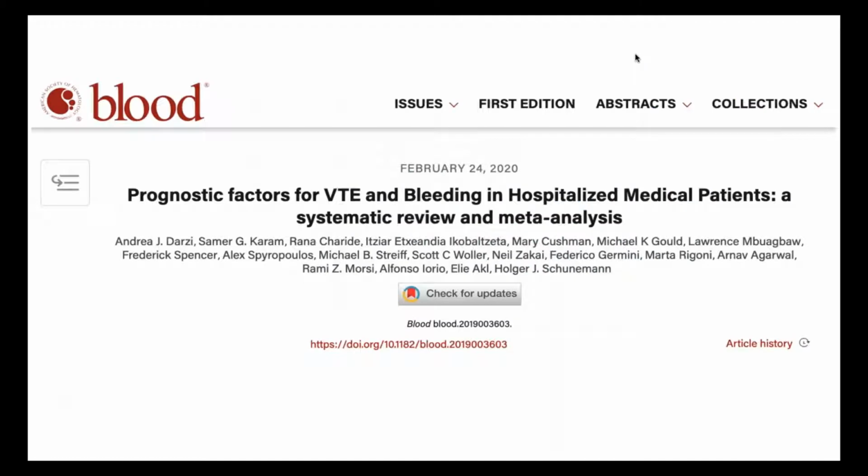Therefore, we thought it was imperative to conduct a systematic review as a first step, as part of a great collaborative effort with both clinical and methodological experts in the field. We are proud to say it has recently been accepted in the journal Blood.